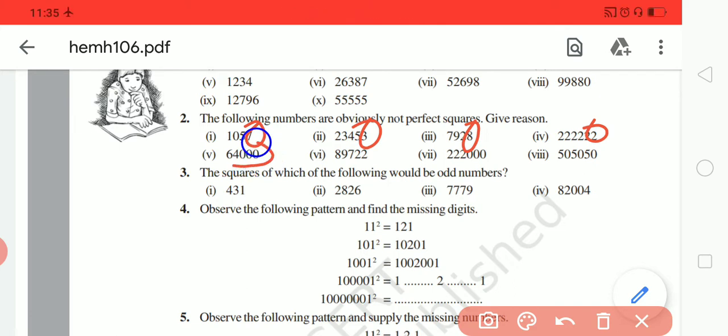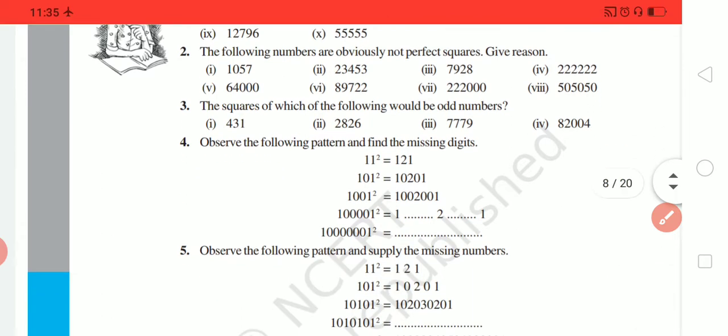And it has an odd number of zeros, meaning 3 zeros are given here, so it is not a perfect square. Unit digit 2, so it is not a perfect square. Odd number of zeros, so it is not a perfect square. A single zero means 1 zero is given here, 1 is an odd number, so it is also not a perfect square. Now come to question number 3.